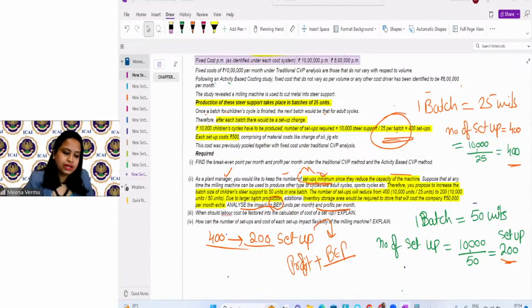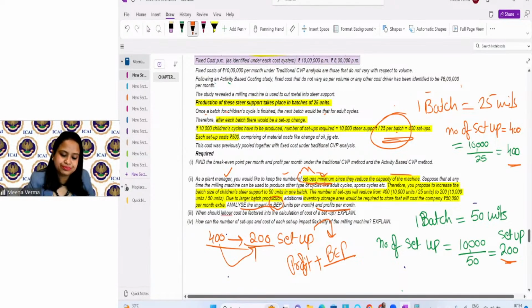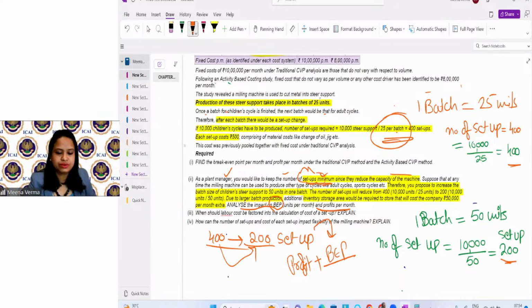If the company has reduced the number of setups, what will be the profit? What will be the break-even point? Do it. Will it change? My question is, can you tell me if the number of setups has changed here, will the break-even point change or not? Will the profit change or not? Can you tell me, will it change? I want you people to try it on your own. So I'm waiting.